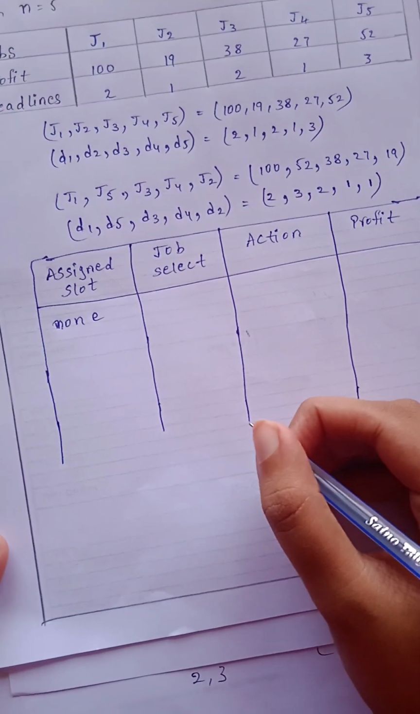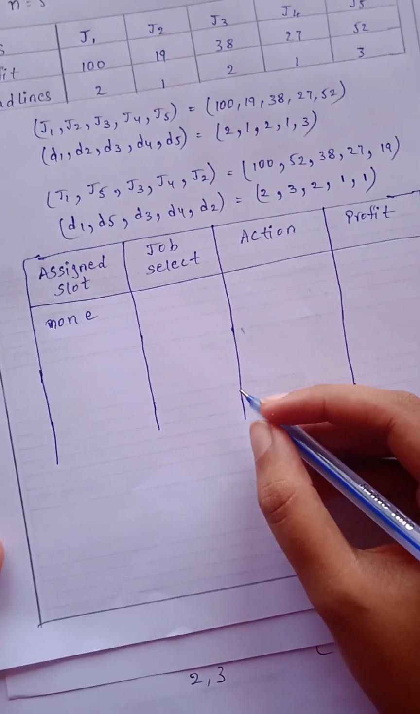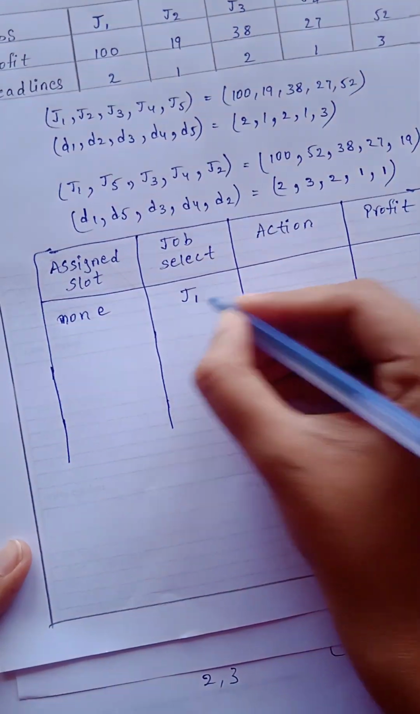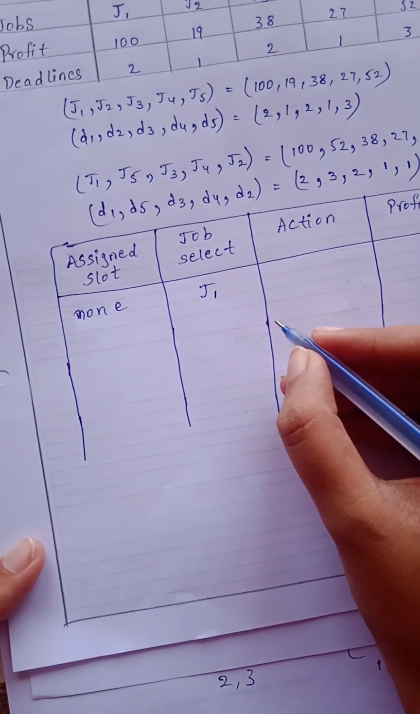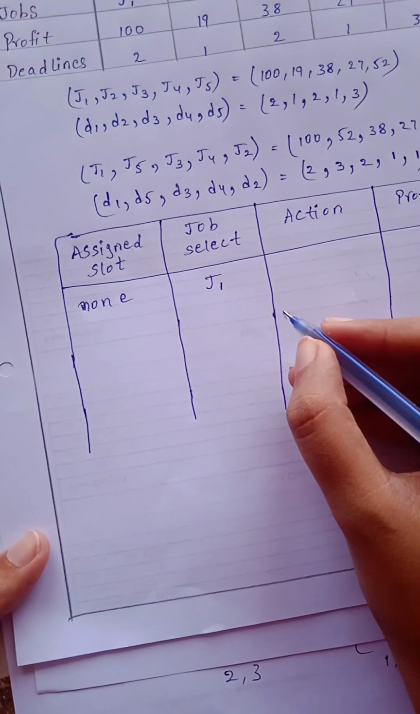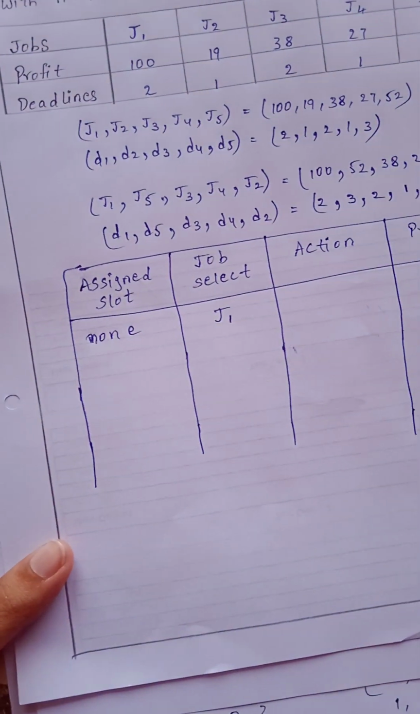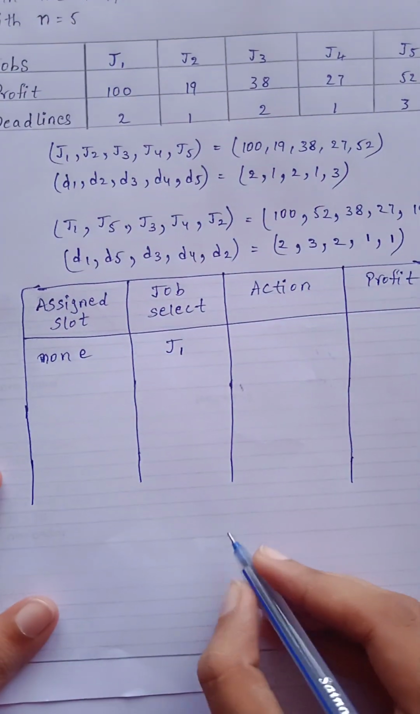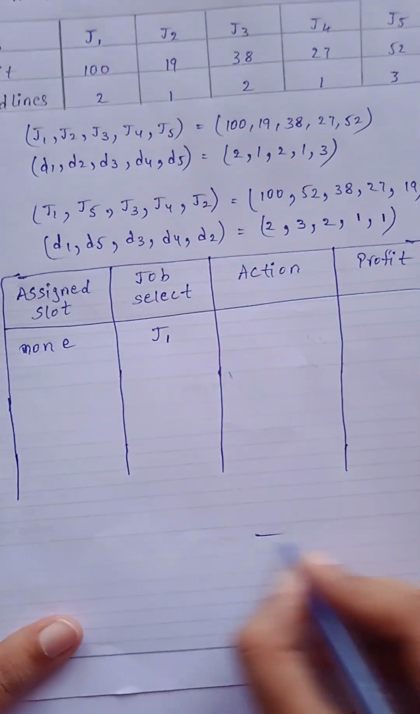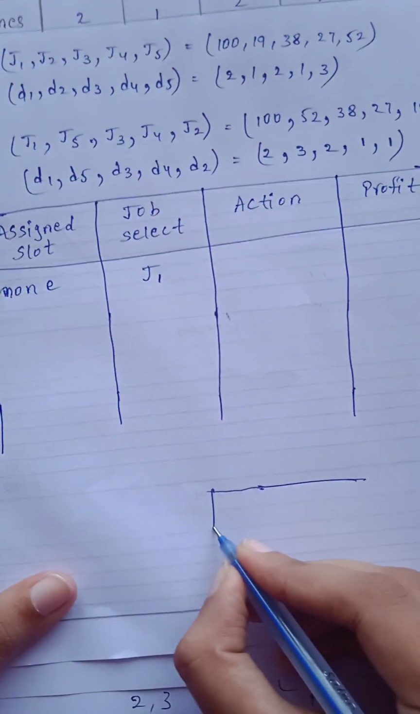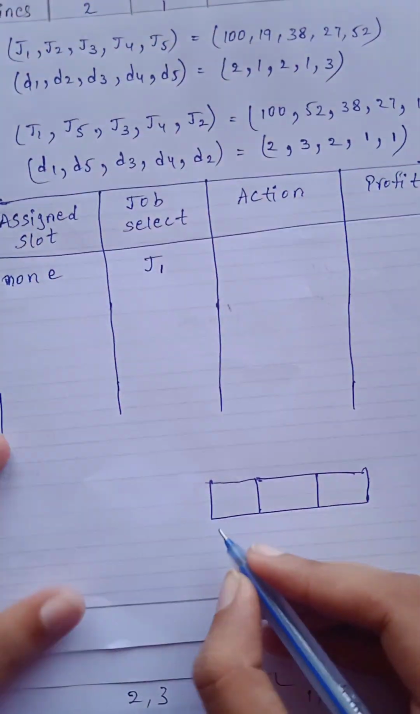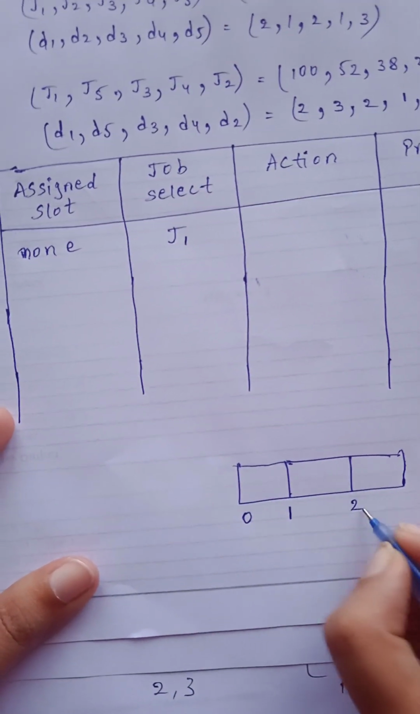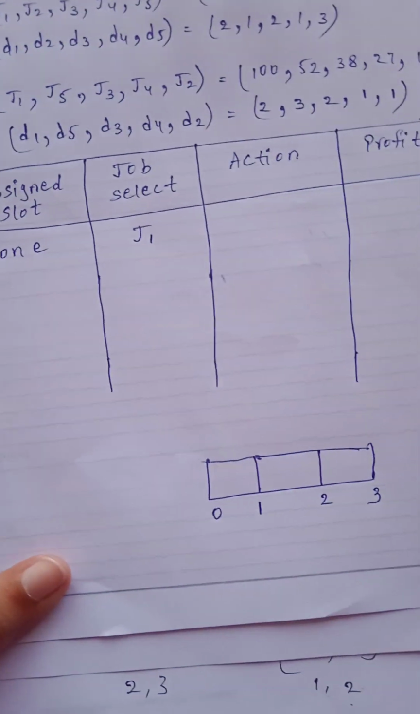Next, job selected. First, 100 is the first job's profit, so we select J1. Next the action. Action means which slot we have to give. Here 3 is the maximum deadline, which means we will have 3 slots. Zero to 1 is the first slot, 1 to 2 is the second slot, and 2 to 3 is the third slot.